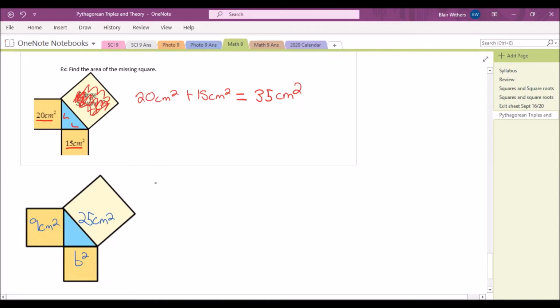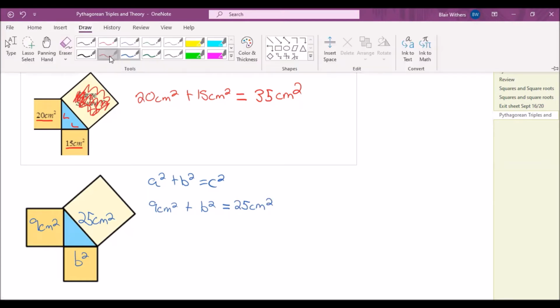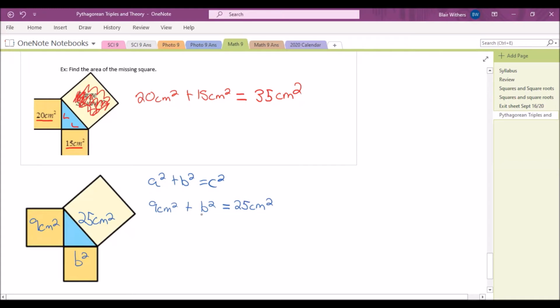So how do we go about this? Well, the best place to start is I always start with saying a squared plus b squared equals c squared. I write out my formula so I know where I'm starting from. And now I start to fill in my formula. My a squared is going to be 9 centimeters squared. B squared, we're not sure what that is yet, so we're going to leave it as b squared. And now this time we know what c squared is. That's going to be 25 centimeters squared. Okay, now where do we go from here? What we want to do is get b squared by itself.